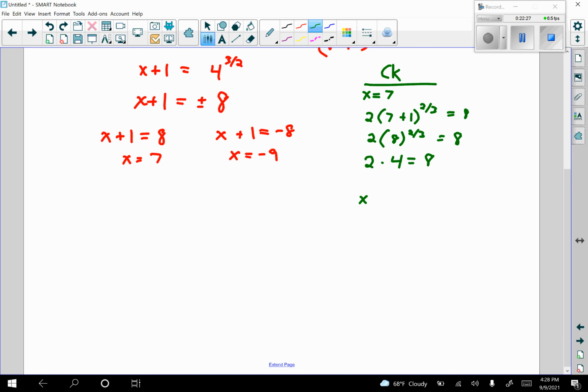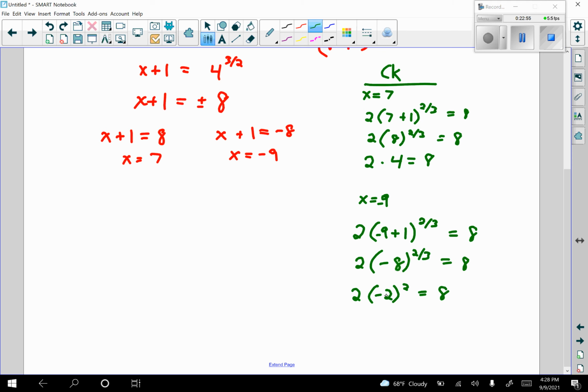Now when x is negative 9, we're going to get 2 times negative 9 plus 1, so negative 8, to the 2/3. That should also equal 8. So this becomes 2 times negative 8 to the 2/3. Now the cube root of negative 8 is negative 2. So I'll write it this way. And then we're still going to square it. And written this way, negative 2 squared is still a positive 4. So 2 times 4 is still positive 8. So that's why we have to do the plus or minus 8 here, because we could get 2 solutions.